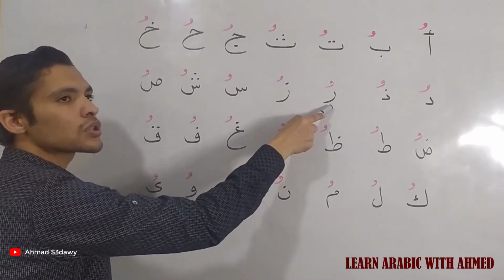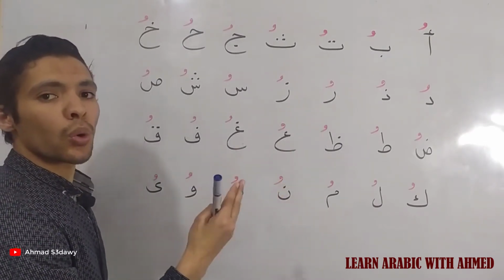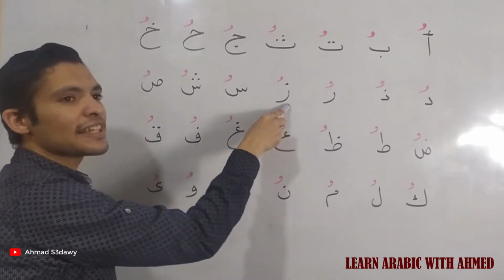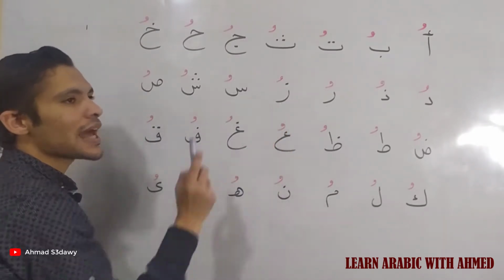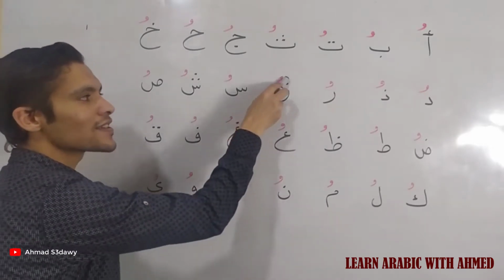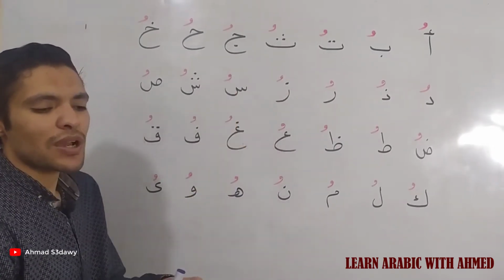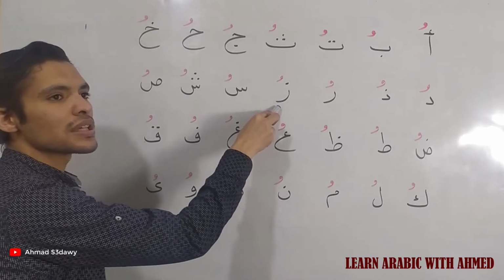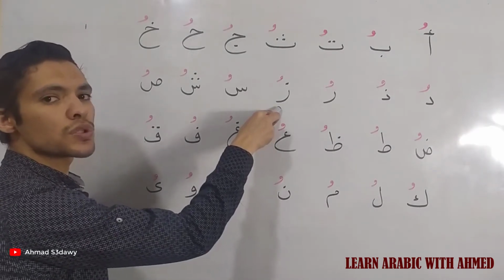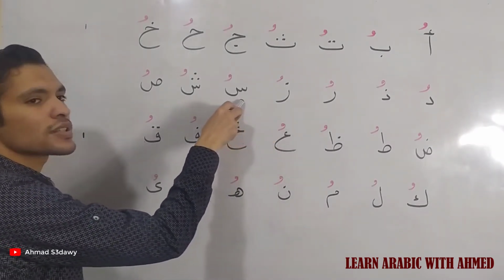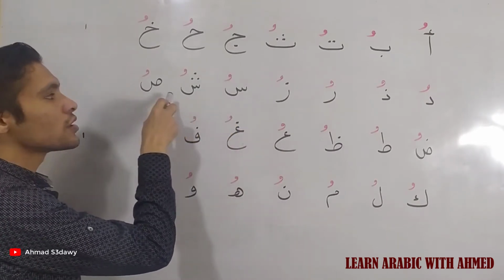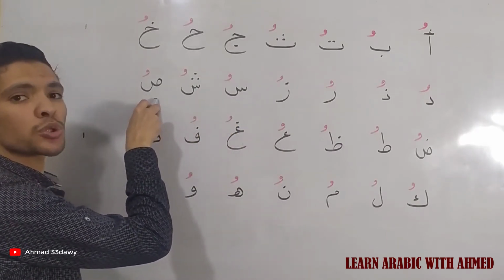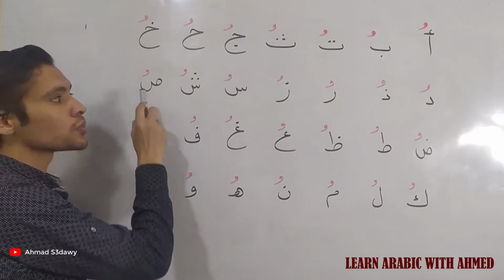The Ra, how do you say it? Ru. Zain, yes, I know it's Zain, like the name. I don't care about the name. The sound, Zu. Why? There is Damma, so it makes the sound U. So you say Zu. Here, the Sin, Su. Shin, Shu. Sad, Su.